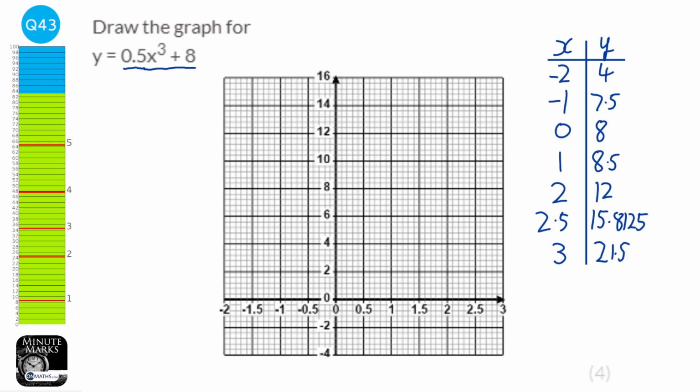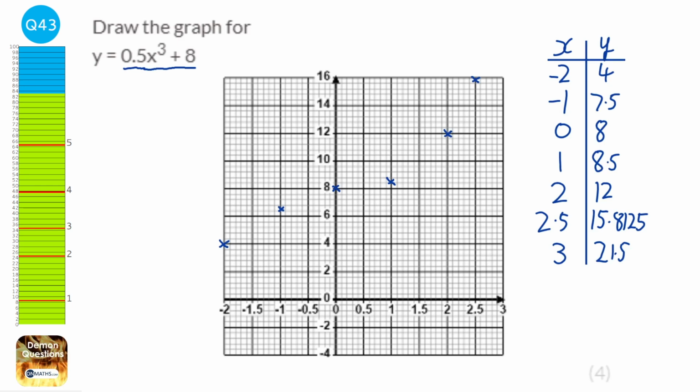So next thing we do is plot these coordinates. So -2 would be at 4, -1 is 7.5, which we can't be perfectly accurate for, but it's roughly there. Then 0 is 8, then 1 is 8.5, roughly there. 2 is 12, and then 2.5 is just below that 16. So it's almost at 16. Then the next thing we do is just join it up with a nice smooth curve.